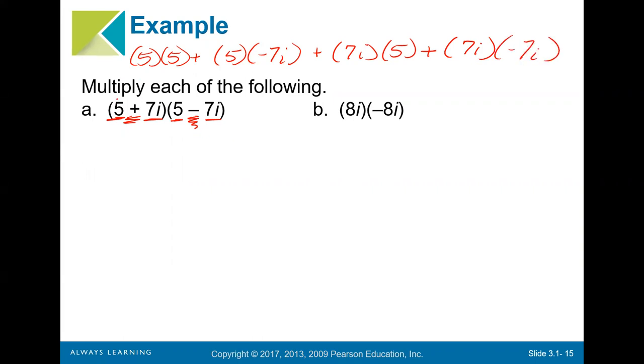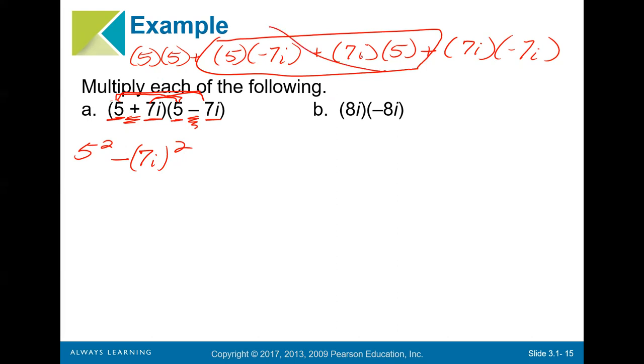Okay, that's if you distribute the first to the first and just keep distributing. All right. However, if I notice I have a binomial times a binomial and the first and last terms in each one are the same, but the signs are opposite, then I know I'm going to square the first term minus square the second term. What happens? The middle goes to 0.